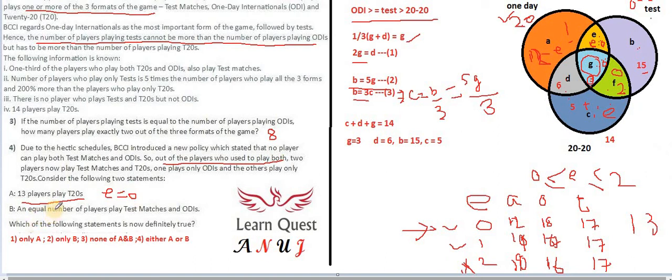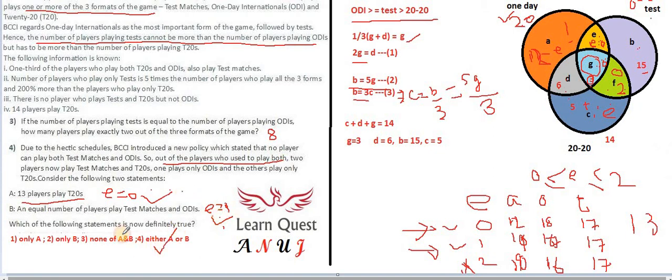Now let's check this one. An equal number of players play test matches and ODI. Okay, so this is 12. Okay, in which case are an equal number of players playing test matches and ODI? In this case, means when E is equal to 1, right? And these are the only possibilities. So either this can be true or this can be true. They both cannot be true at the same time. Either this is true or this is true, right?